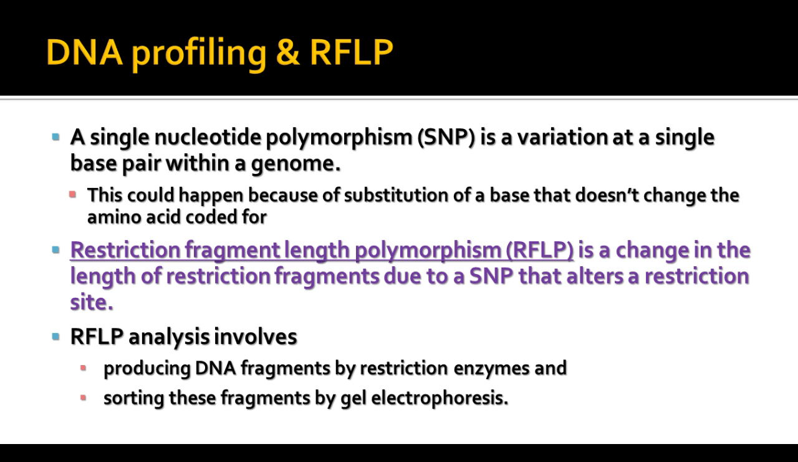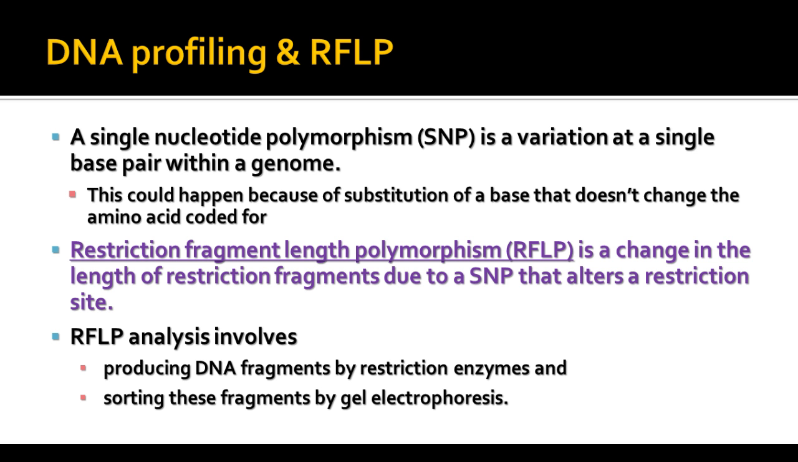So the RFLP is a change in the length of the restriction fragments because of the single nucleotide polymorphism that alters the restriction site. If the restriction site is looking for GAATTC and you change one of those T's to an A and an A to a T, then the sequence is going to be different, and that's going to switch where the piece is going to be cut. So the RFLP is a very handy thing to differentiate some of these from each other.